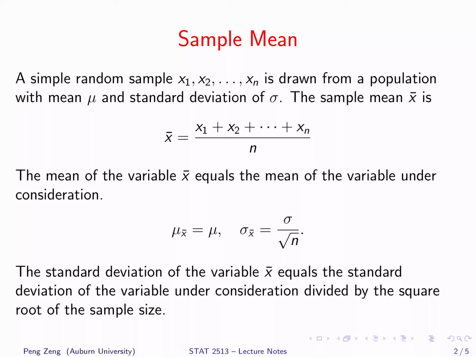The mean of x bar is exactly equal to the population mean mu. The standard deviation of x bar is the population standard deviation divided by the square root of the sample size. We can see that the mean of x bar does not depend on the sample size. It is always mu. However, the standard deviation of x bar depends on the sample size. The larger the sample size is, the smaller the standard deviation of x bar is.